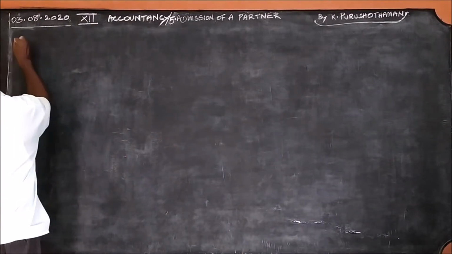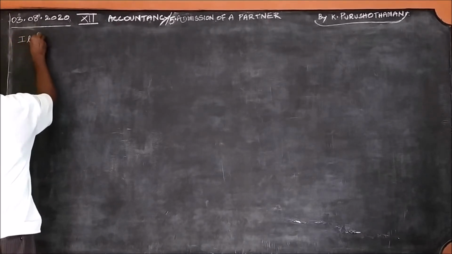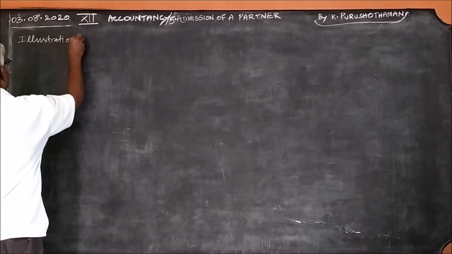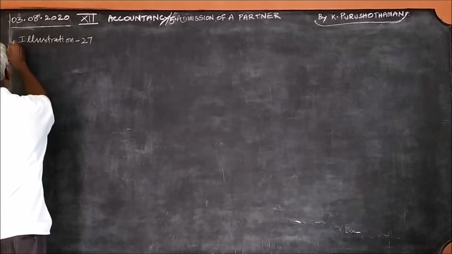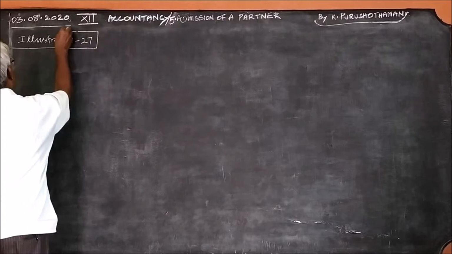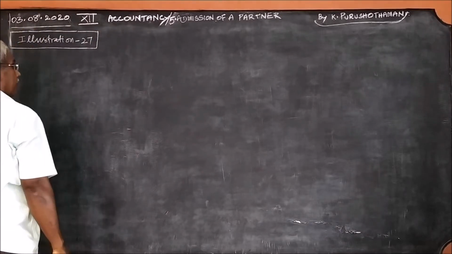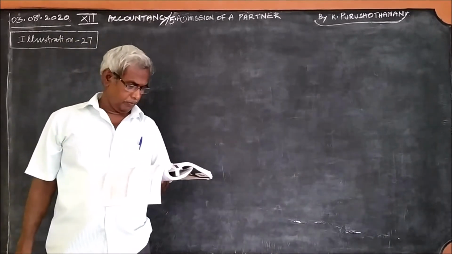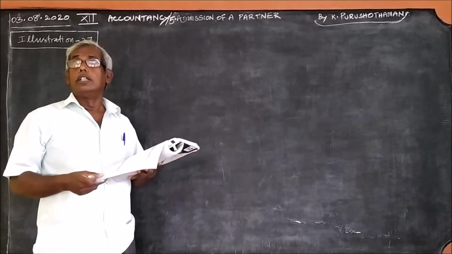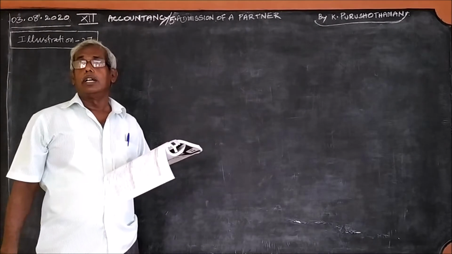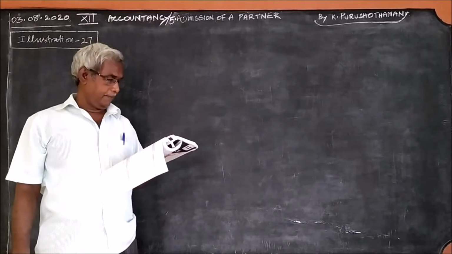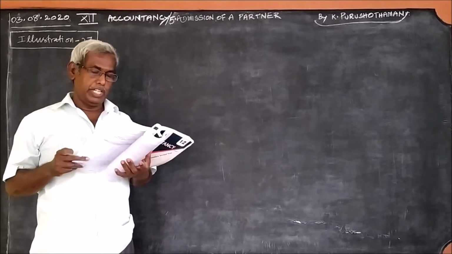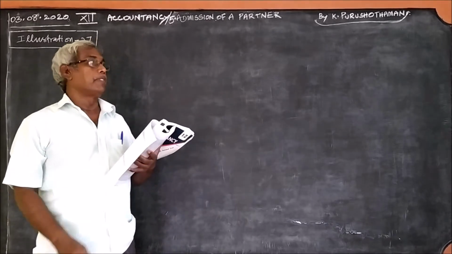We shall pass on to illustration 27, in which we should make some corrections. I hope we all have the textbook with you. Under illustration 27, the revaluation account prepared is okay, good.